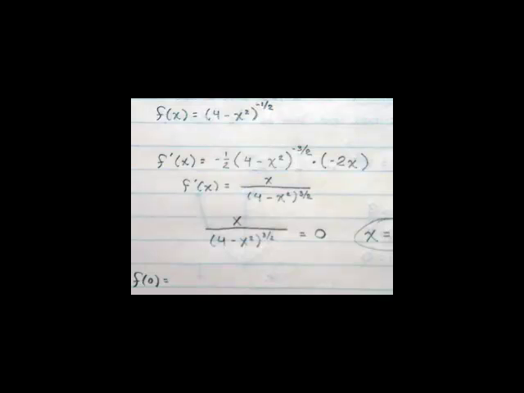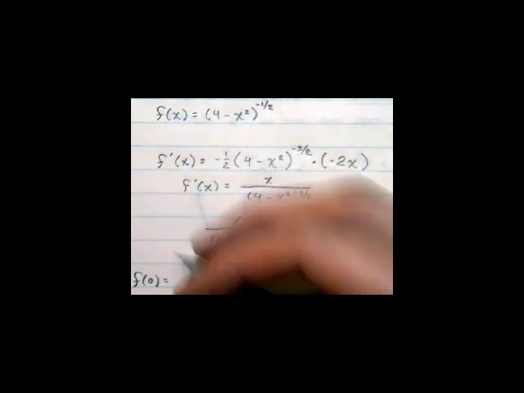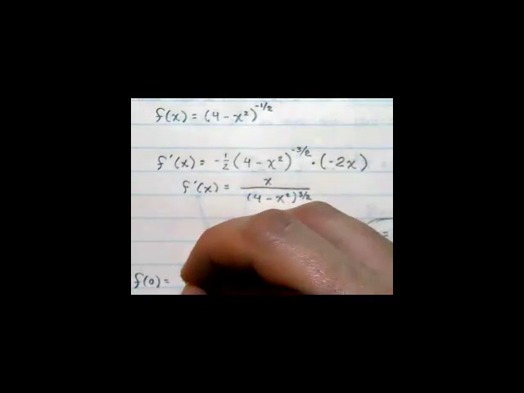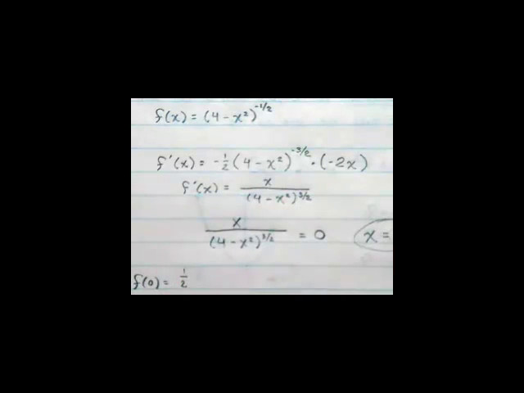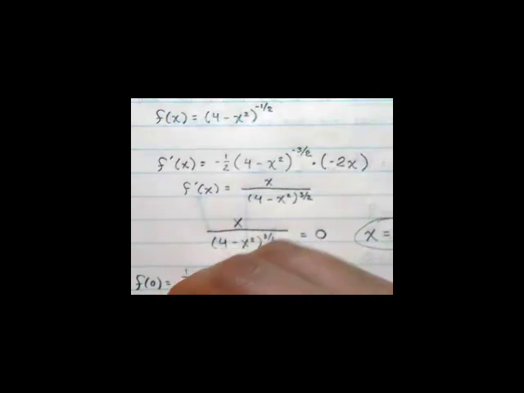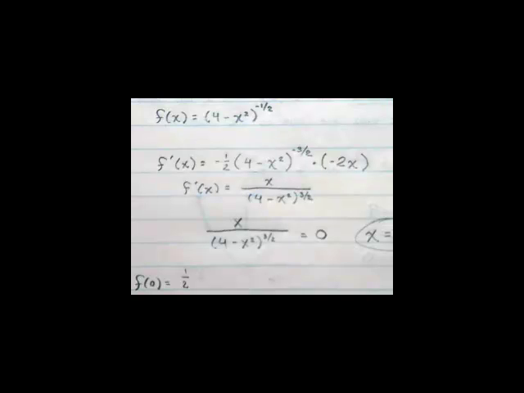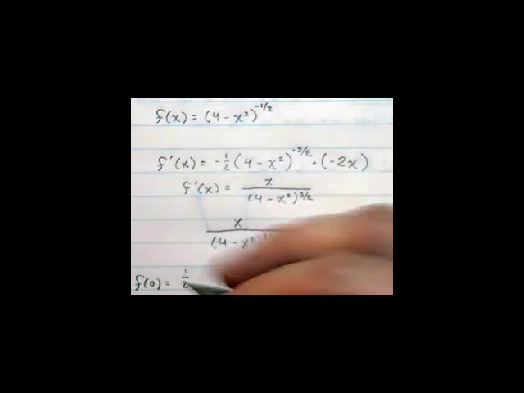I heard somebody whisper it. It's 1/2. Okay. So f of 0 is 1/2. All right, well, let's try f of 1, f of -1, see what happens with those. So it'd be 1 over the square root of 3 for both of those.